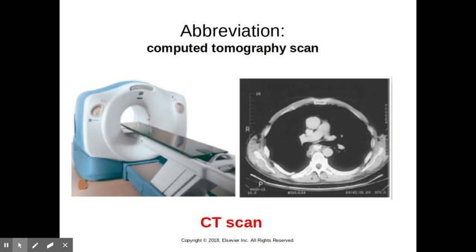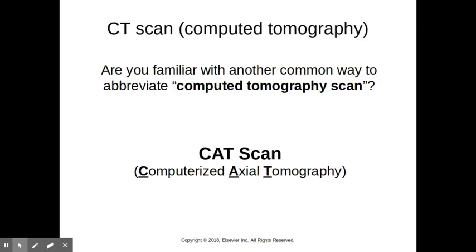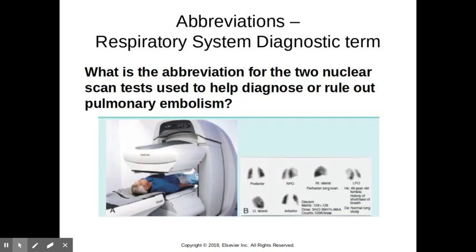CT scan. CAT scan. You've ever heard that before. So computed tomography scan, so CAT scan. What is the abbreviation for the two medical scan tests to diagnose or rule out pulmonary embolism? VQ scan.